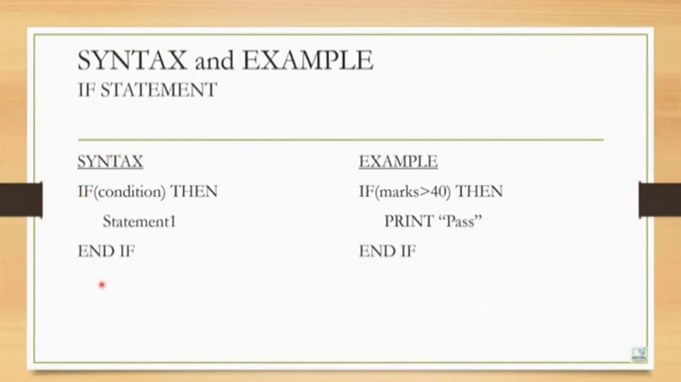For an example, I have written if marks greater than 40, then print pass, end if. So marks can be anything. Only if the marks is greater than 40, then the condition will be true. And if not, then this part of the program will not work. Understood? Means only when the marks is greater than 40, it will print pass. And if the marks is not greater than 40, then nothing will happen, means this part will not work.